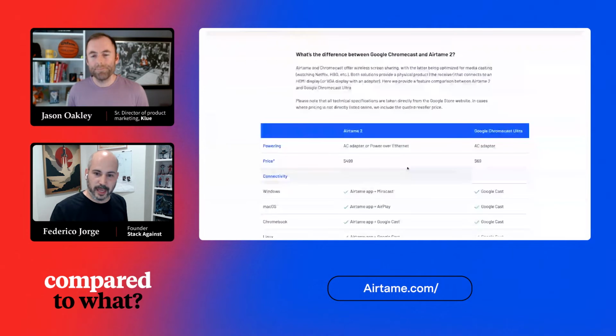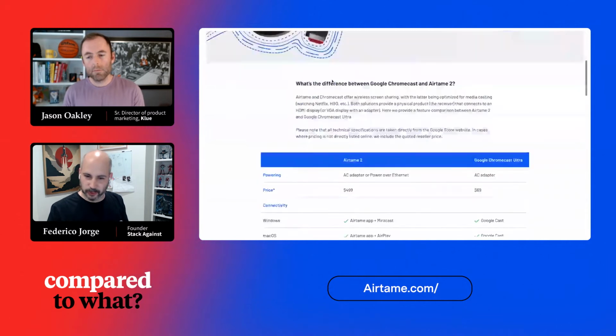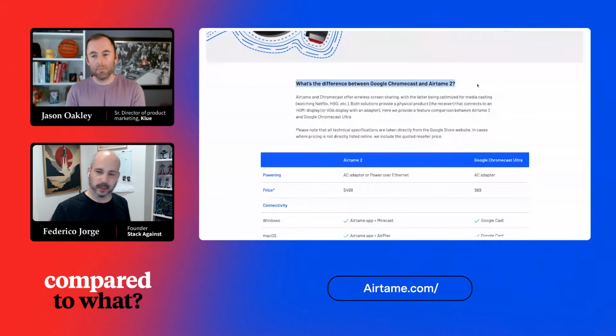So they're going to go online and search for Chromecast alternatives because they want to find something that is kind of like the Chromecast, but built for their specific use case. And then they land on this page and it misses that whole opportunity to really tell that story. And I think that's the biggest sin on this page.